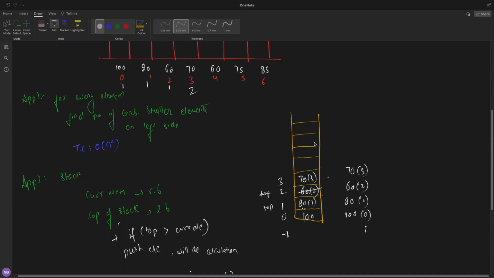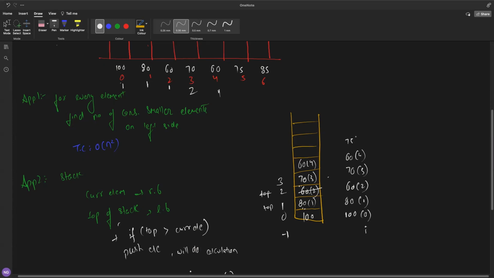Now, next is 60, again coming with index 4. 70 is greater than 60, so it can be a left boundary for 60. So 4 minus 3 is 1. And we will insert 60 with index 4.